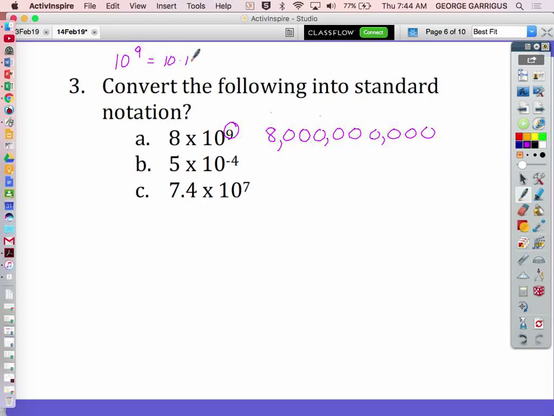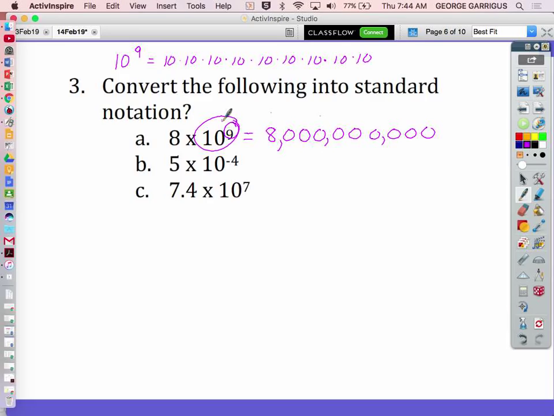10 times 10 times 10 times 10 times 10 times 10 times 10. 1, 2, 3, 4, 5, 6, 7, 8, 9 times 10s. Okay, and that's how the decimal system works, and that's how scientific notation works. When you're multiplying by a set of 10s, in this case 10 to the 9th, you're multiplying by 1 billion.